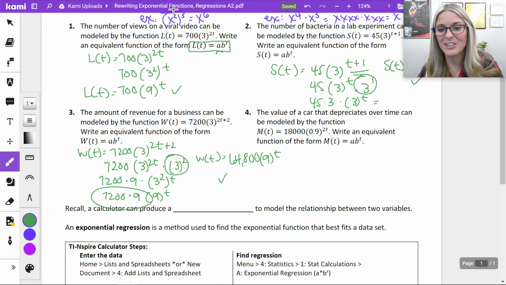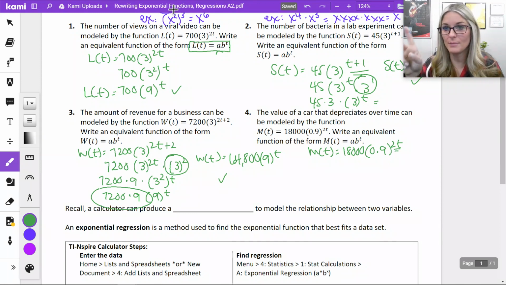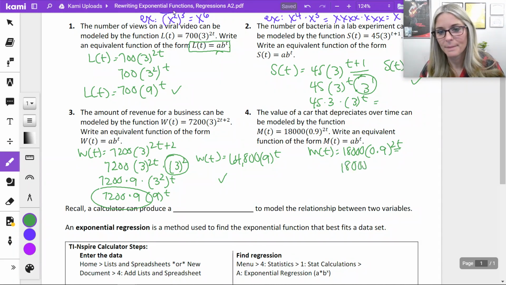Number 4, the value of a car depreciates over time and can be modeled by m of t equals 18,000 times 0.9 raised to the 2t. Write it in equivalent form. So let's split it up. It was 2 times t. We want it to just be t. We can take care of that 2 by shifting it inside. 18,000 times 0.9 squared would only be raised to the t, but let's clean that up.